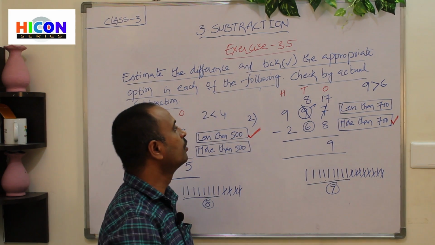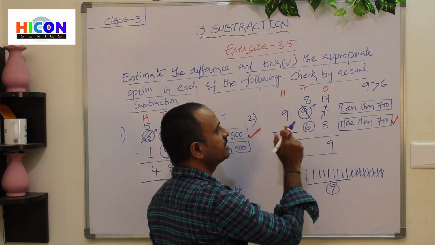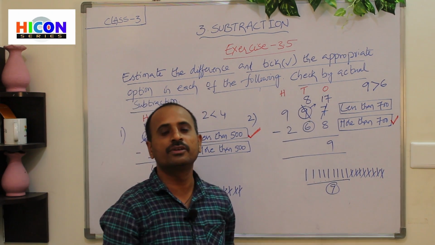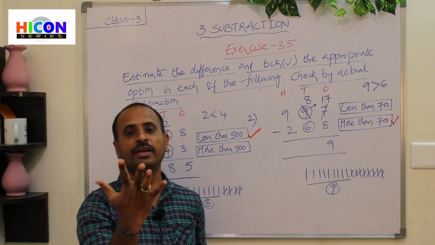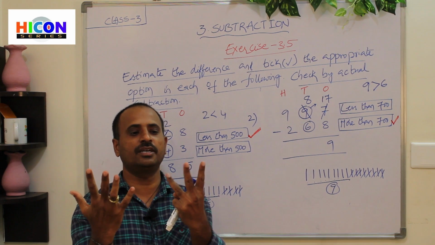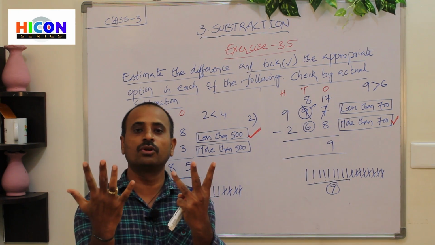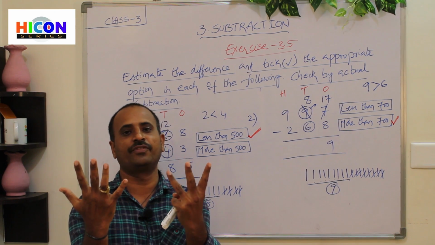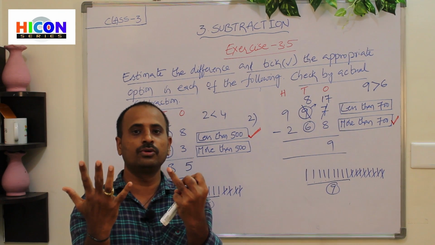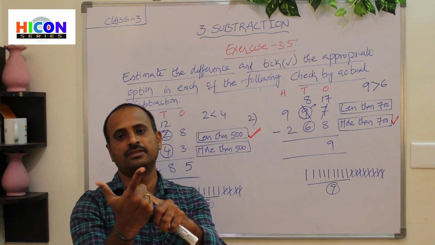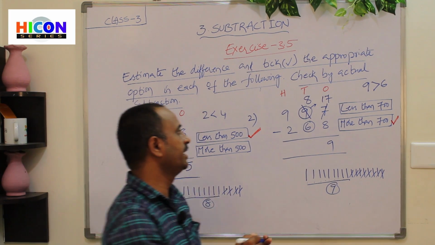Children, now go to the tens place. What are the digits present in the tens place? 8 and 6. What is the first number? 8. So open 8 fingers of your hand. 1 to 8. These are the 8 fingers. What is the second number in the tens place? 6. So close 6 fingers among these 8 fingers. 1, 2, 3, 4, 5, 6. How many fingers are remaining? There are 2 fingers remaining.